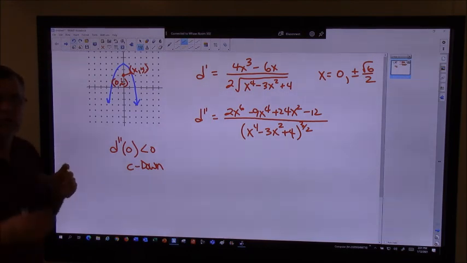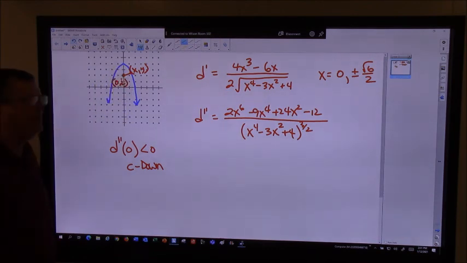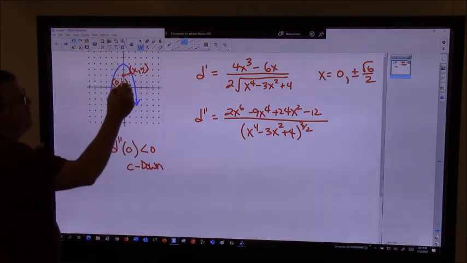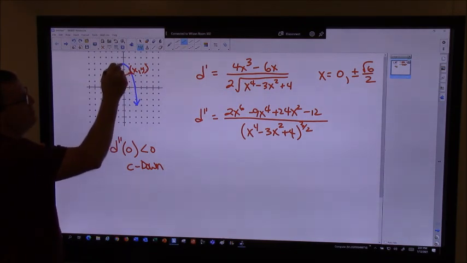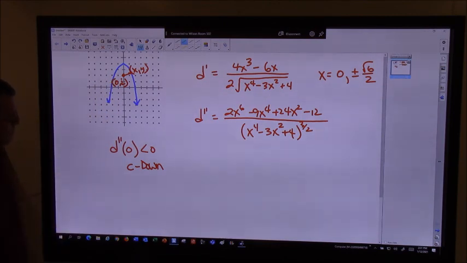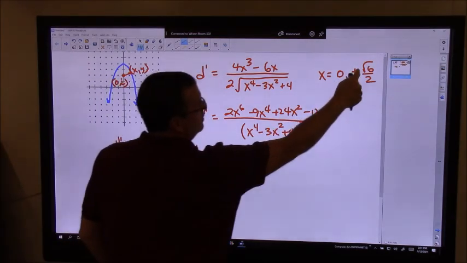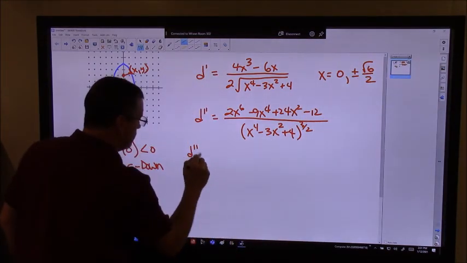Okay? Now I know there's other distances that will be longer. When that point gets down in this area, it'll just get infinitely long. But I'm going to have a minimum distance somewhere around here, then a maximum distance, then another minimum, and then it'll just get longer forever. Okay? Let me check my second derivative at positive root 6 over 2.